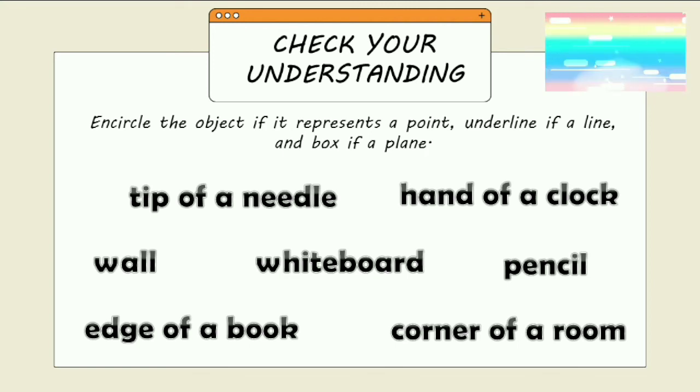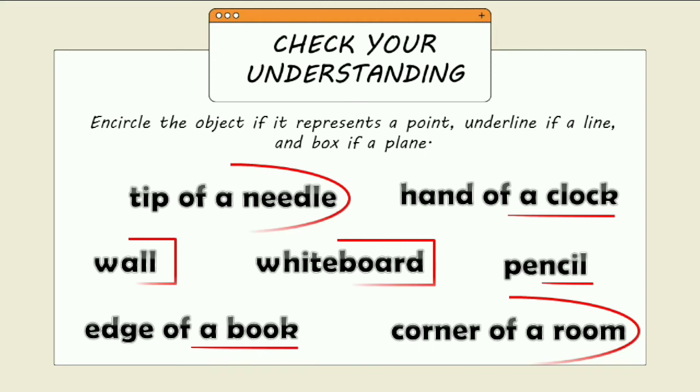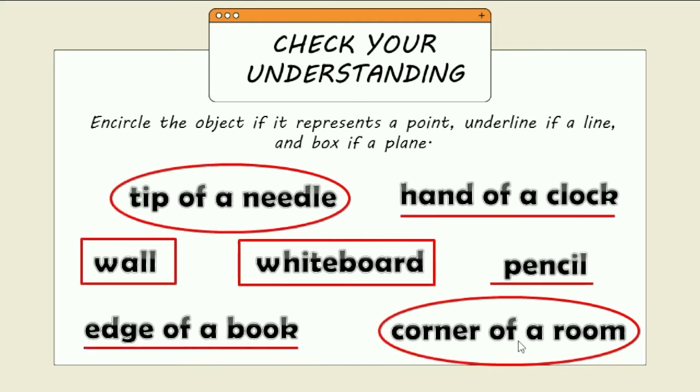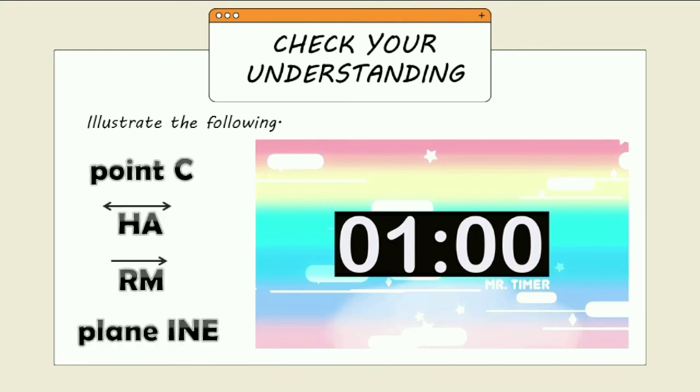Okay, let's see kung tama ba yung mga sagot nyo. Ang ating mga point dyan ay yung tip of a needle and corner of a room. Yung ating line ay hand of a clock, pencil, and edge of a book. Then, yung plane natin ay wall and whiteboard. Next, for 1 minute again, illustrate the following. So, drawing yan. Point C, line HA, ray RM, and plane INE.